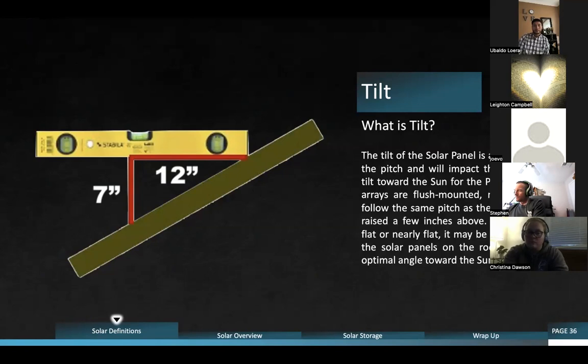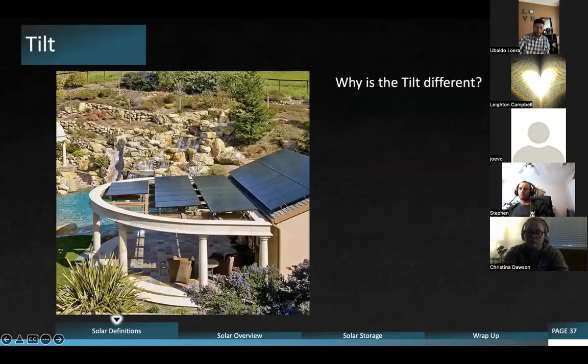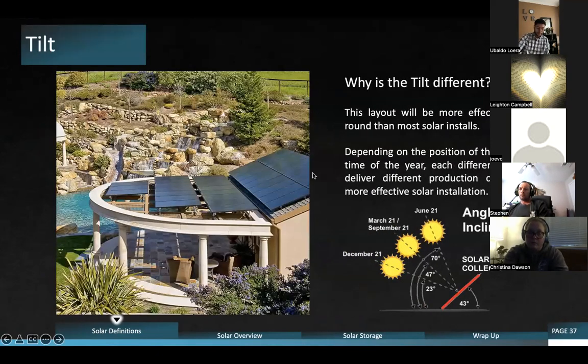So let's start moving some of that stuff we're talking about with azimuth over to here. It's going to be the actual angle towards the sun. We're going to try to capture as much sunlight as we possibly can. No, this isn't one of our installs. I saw it, I loved it, so I put it in the deck. It's a beautiful yard, and I love what they did with the install. It's absolutely gorgeous. So why is the tilt different on this one, right?